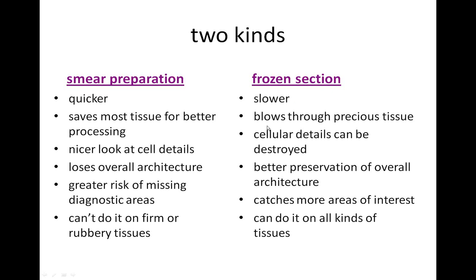A frozen section takes a little bit longer, and it does blow through a lot of precious tissue, especially if the biopsy is small. It can be a downside. Some of the cellular details can be destroyed because you're rapidly freezing this thing, and it can wreck some of the microscopic details. On the other hand, it does better preserve the overall architecture, and you can actually see more areas of interest in these frozen sections compared to the smear preparation. And you can do it on all kinds of tissues, not just soft tissues. You can do it on firm and rubbery tissues as well.